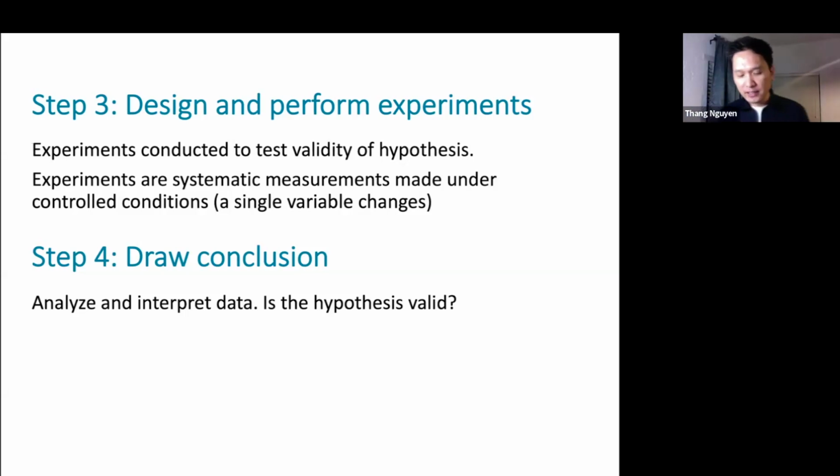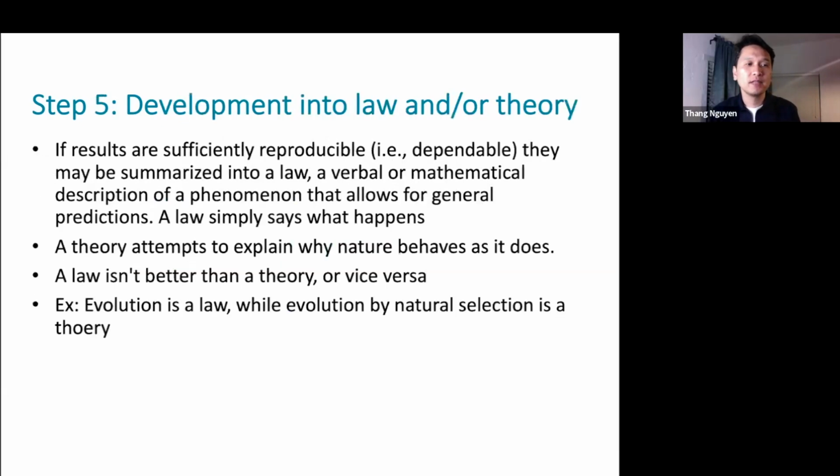Of course, that's the perfect case, but in real life, oftentimes you can't hold everything the same, but you do the best you can to keep it controlled. And then the next step is to analyze and interpret your data in order to draw your conclusion. Basically asking, is your hypothesis true? Is it valid? And if it is, if the results are sufficiently reproducible, reproducible here means that someone can follow the exact same experiments and come up with the same results.